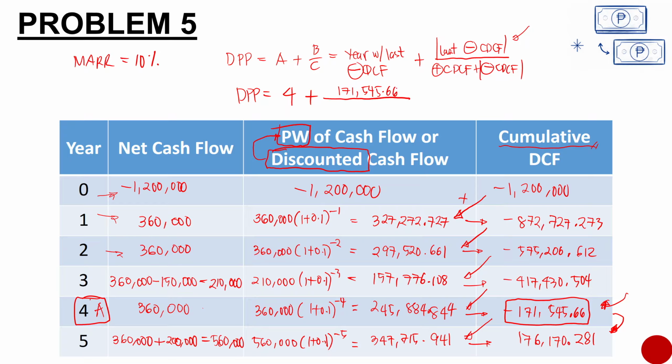and then over the positive one, we have 176,170.281. And then we add the last negative cumulative DCF of 171,545.66. Okay. And our answer, our DPP or discounted payback period, was equal to 4.49 years.